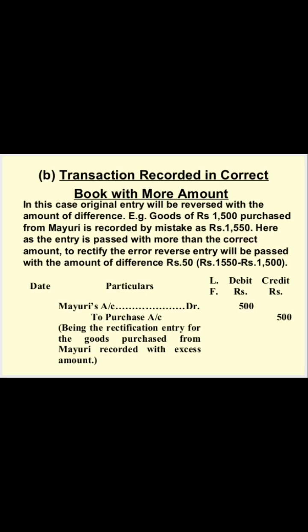So normally the entry should be like purchase account debit to Mayuri account. But in this case, we have to reverse the entry. That means Mayuri account has to be debited and purchase account has to be credited with the difference amount.